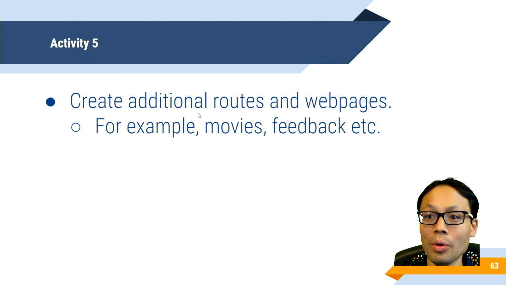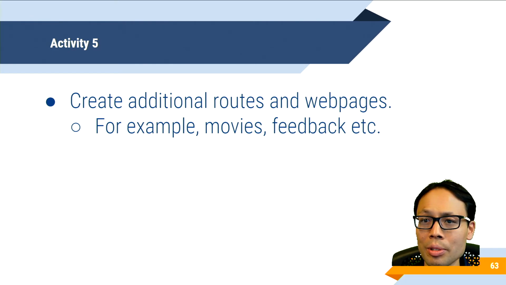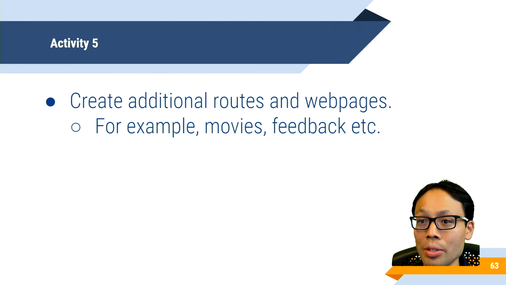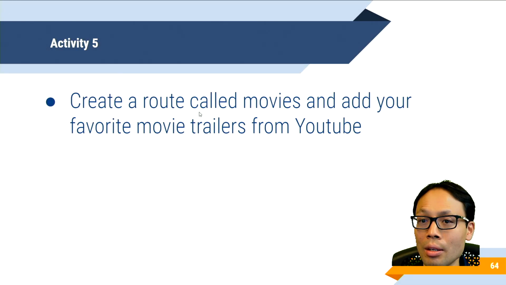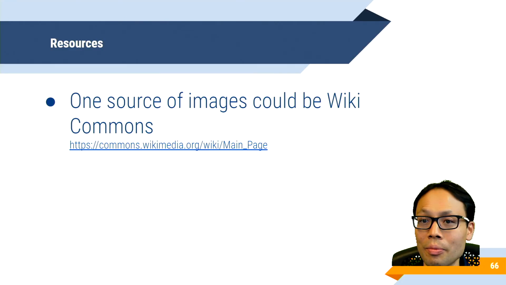Now in this activity, what I want you to do is create some additional routes, your choice on what other web pages you want to create on your website. I give some examples, like creating a web page dedicated to your favorite movies. Also make sure to create a web page to get feedback from your users. You can find your trailers on YouTube. Again, a source for images, incorporate images that you like. Perhaps you can make a web page about hobbies.